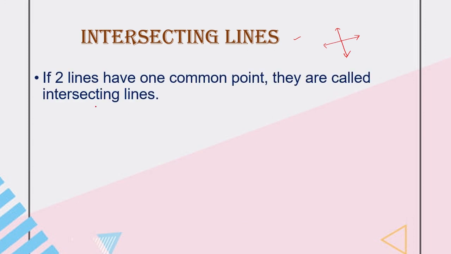My next topic is about intersecting lines. As I was discussing about lines, we have two kinds of lines. The first one is intersecting lines and another one I will discuss is parallel lines. Intersecting lines. When I am talking about lines, means like this, two lines intersecting. Intersecting means cutting each other at a point. What are intersecting lines? If two lines have one common point, they are called intersecting lines.